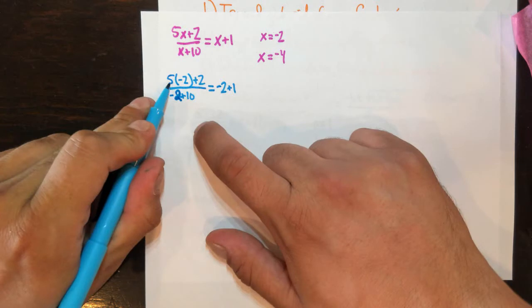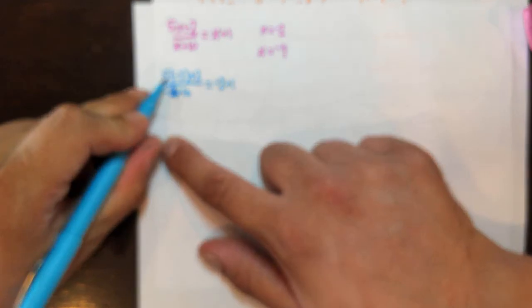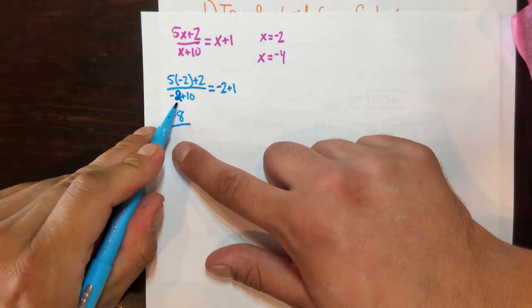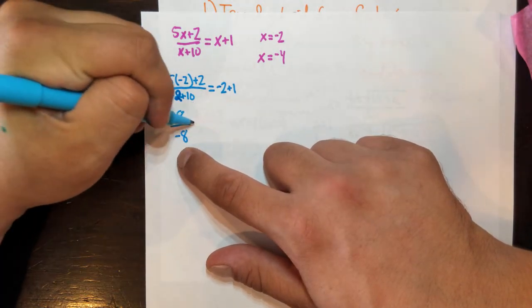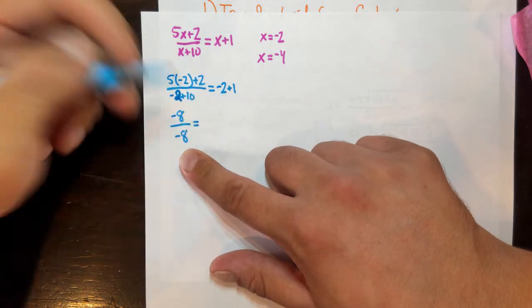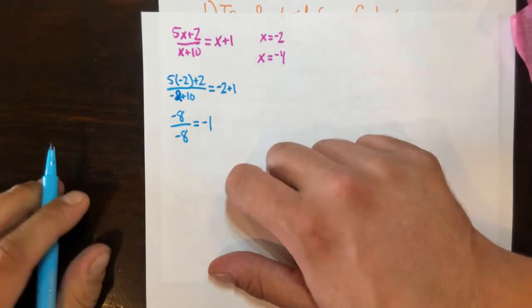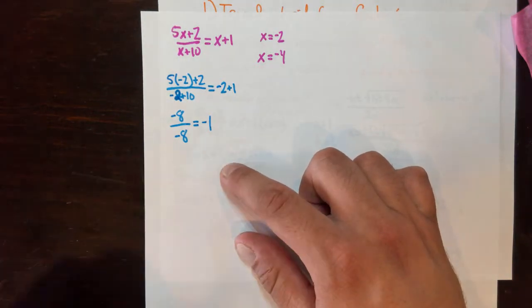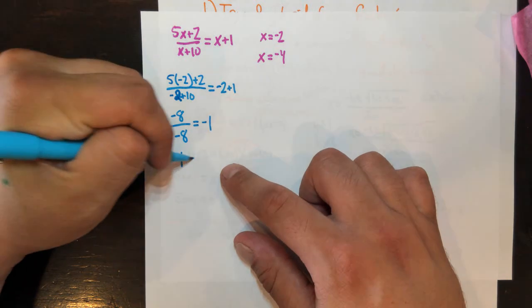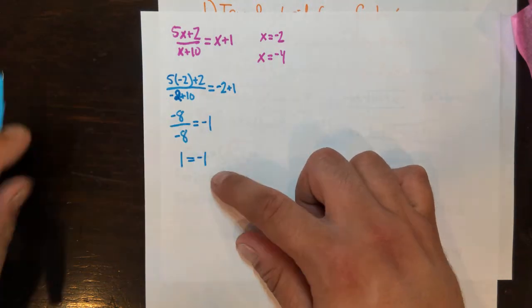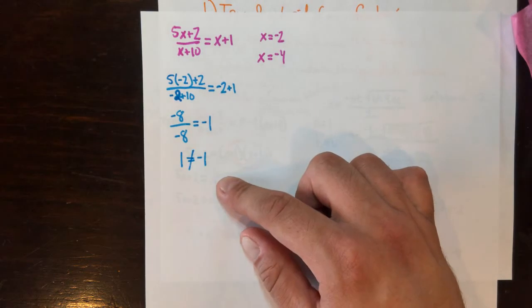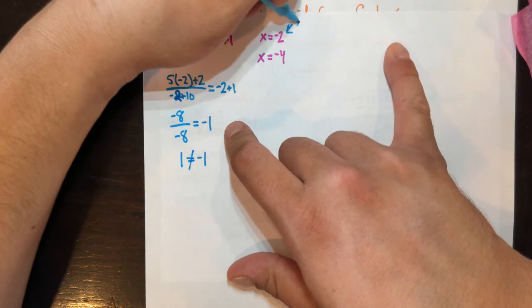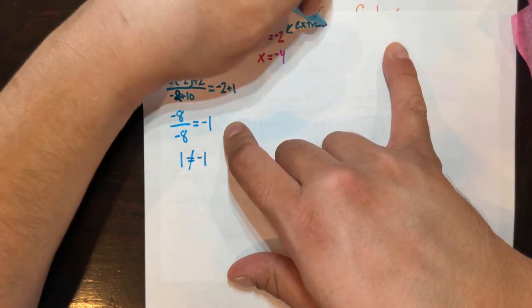So let's simplify here. 5 times negative 2 is negative 10. Negative 10 plus 2 is negative 8, over negative 2 plus 10, which is negative 8, equals negative 2 plus 1, which is negative 1. And let's see, negative 8 divided by negative 8. Well, anything divided by itself is just 1. So 1 equals negative 1. And is this a true statement? No, it's not, because 1 does not equal negative 1. So this, negative 2, is extraneous.